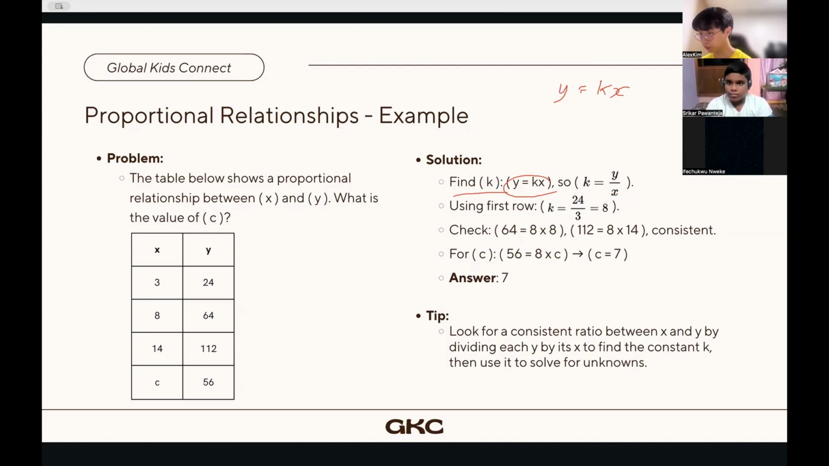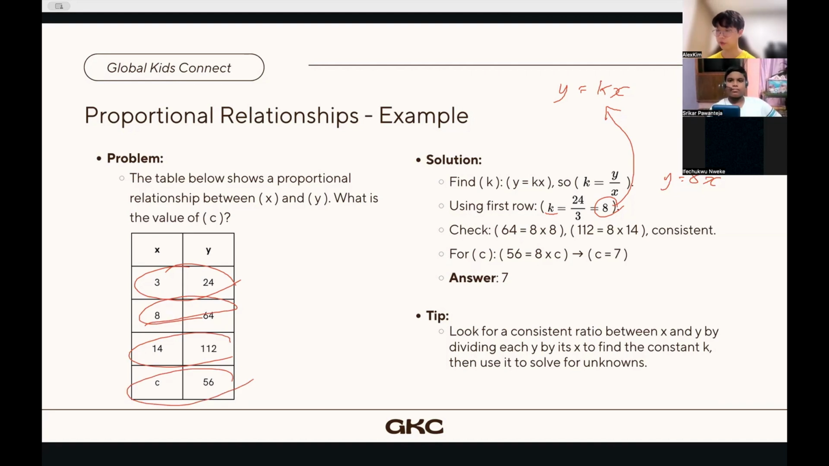And so if we do this, then we can use the data in the first row right here in order to find k, which is 24 over 3, which is equal to 8. And so we found quickly what the value of k is. And so we can plug this k value back into the equation to get y equals 8x. And from here, you can check that 8 is a valid answer by plugging in the other data values. And then at the very end, we can plug in the data for x equals c and y equals 56 in order to check for what value c is.